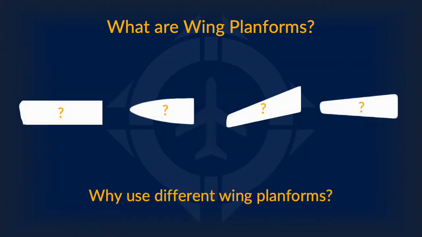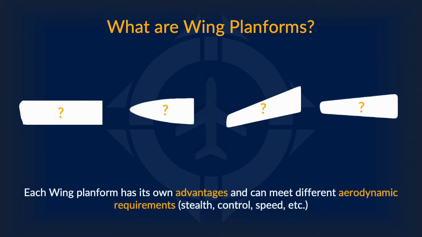So, one may ask the question, why use different wing platforms? Why not just use one wing platform that is the best for everything? Well, the answer is that there is no best platform. Each platform is unique in that it gives its own advantages and can meet different aerodynamic requirements. This can be stealth, control, speed, and more.